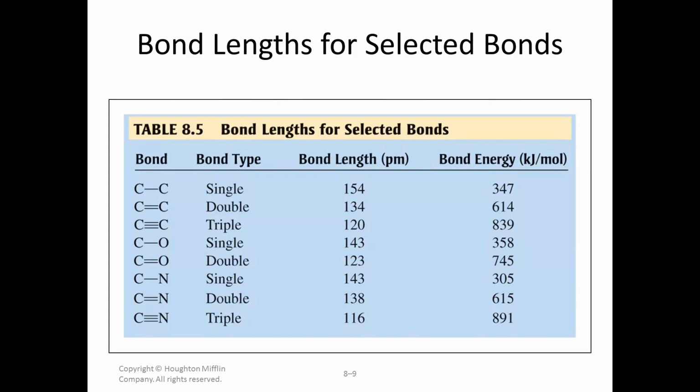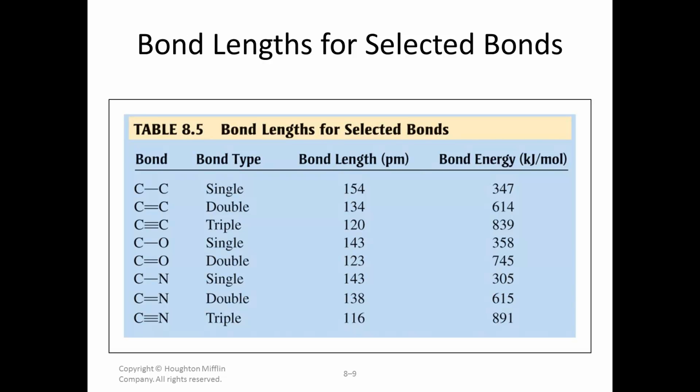Now we can also look at bond length and bond energy. If we look at a carbon-carbon single bond, it has a bond length of 154 picometers and a bond energy of 347 kilojoules per mole. A carbon-carbon double bond is shorter than a carbon-carbon single bond. There are more electrons between those two nuclei. The nuclei are being held more tightly together with a bond length of 134 picometers. The bond energy is also greater at 614 kilojoules per mole.